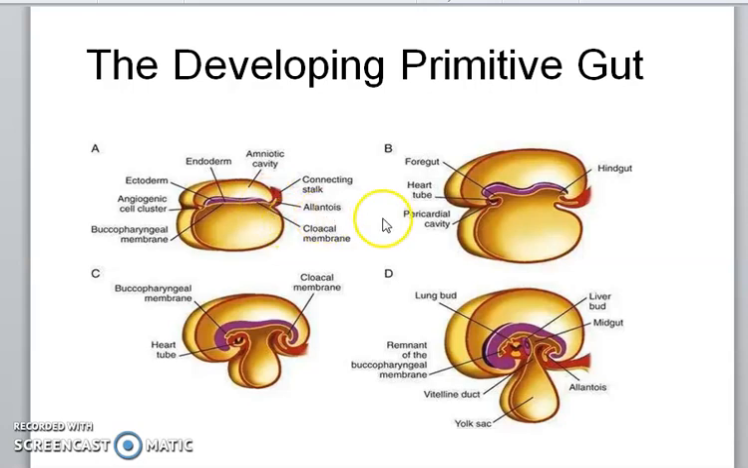Now let's look at this. The folding is either cephalic, caudal, as well as the middle portion of it. So this cephalocaudal and then the lateral foldings of the embryo will lead to the incorporation of endoderm. Endoderm lines the cavity of the embryo to form the primitive gut.